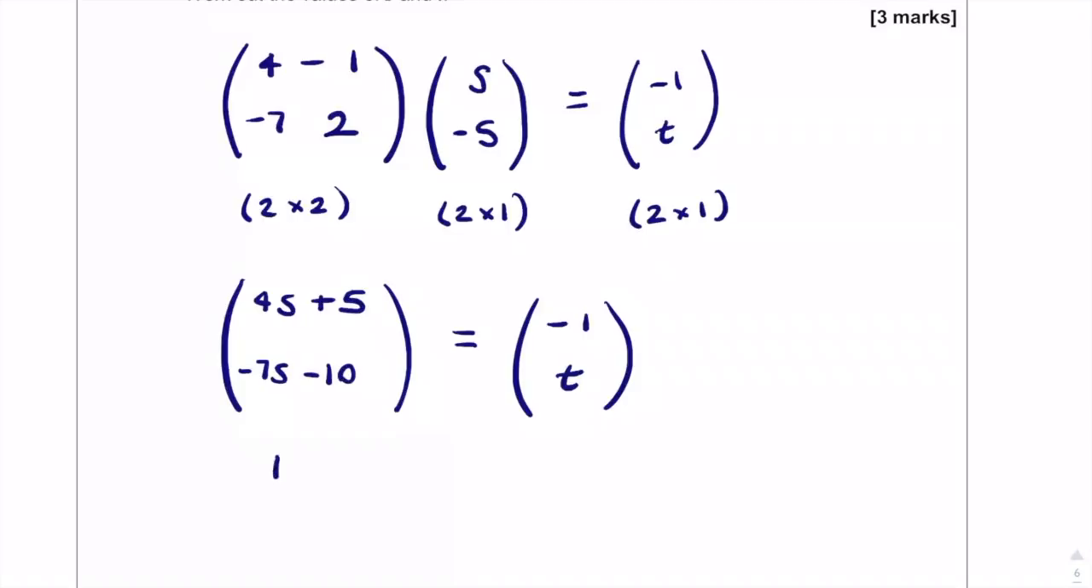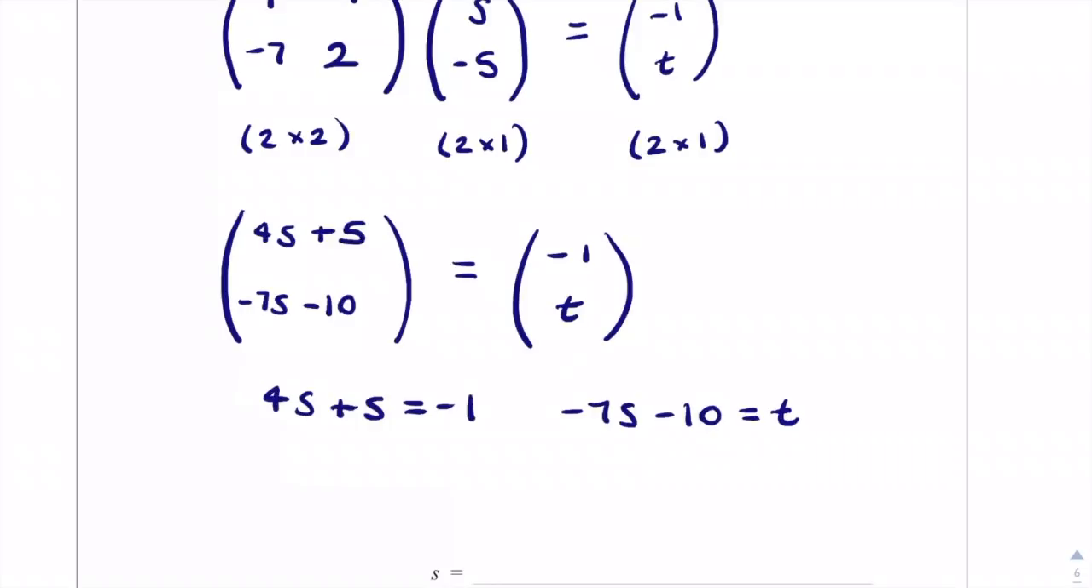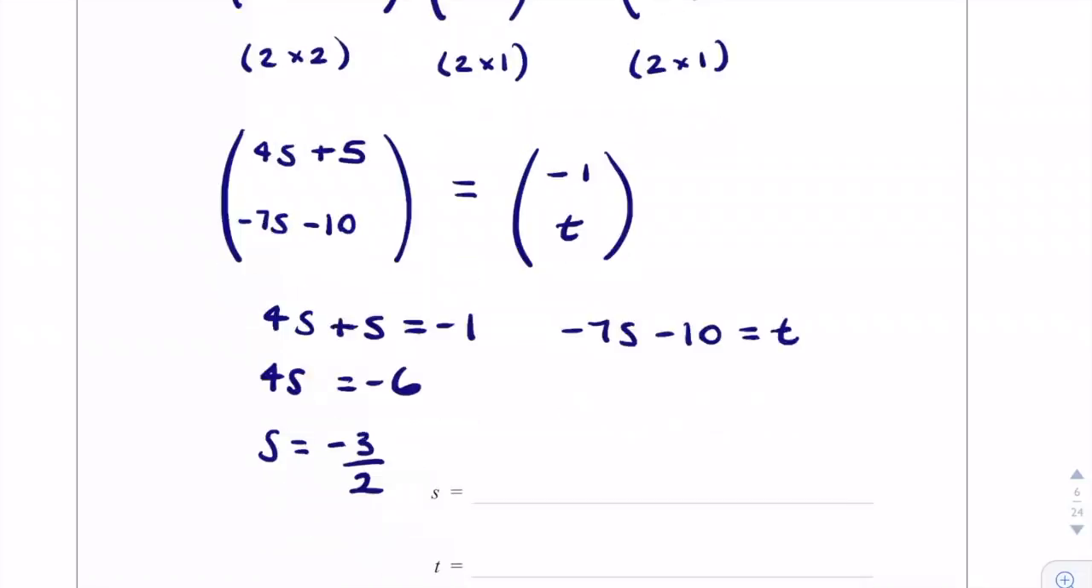So now what we can do is create two equations in terms of s and t. So we're going to have 4s plus 5 is equal to -1, and -7s minus 10 is equal to t. So we solve for s first, minus 5 from both sides, we're going to get 4s is equal to -6. So s is going to equal -6 over 4, which is the same as saying -3 over 2. So that's our value for s, so that's -1.5.